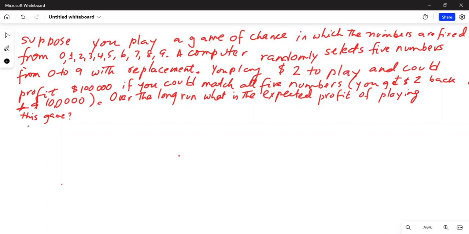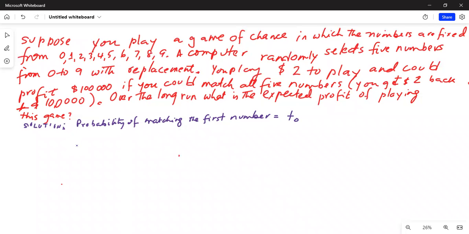Okay, let's do it over here. Solution. The probability of matching the first number is 1 out of 10 because there are 10 numbers and 1 out.